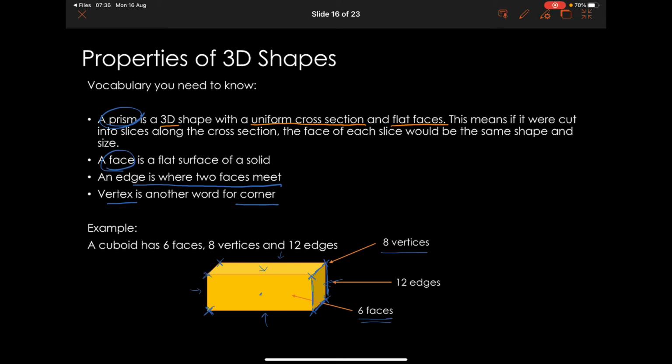So we know what a prism is, we know what a face is, we know what an edge is, and we know what a vertex is. Remember, your prisms are your tunnels. Not very good at drawing prisms.